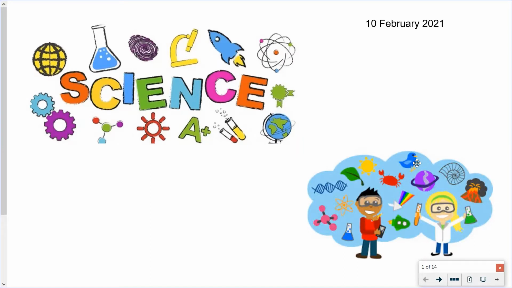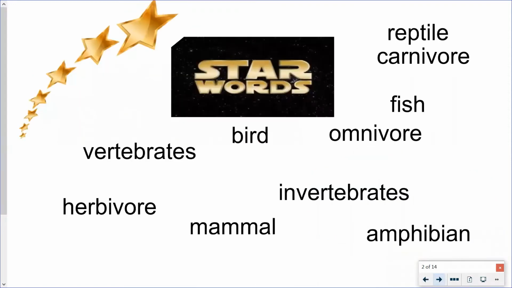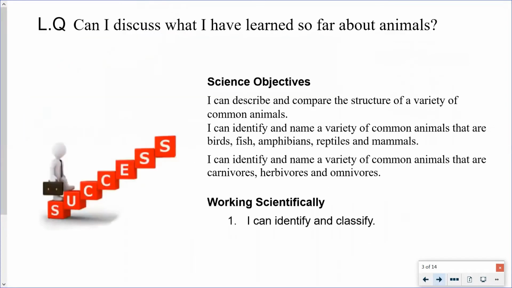Now, in today's lesson, we're going to reflect back on our prior learning and see what we have learned so far about animals and the different animal groups that they belong to. Your star words today are reptile, carnivore, fish, omnivore, bird, vertebrate, invertebrate, herbivore, mammal, amphibian. Good job. Your learning question today is, can I discuss what I have learned so far about animals?